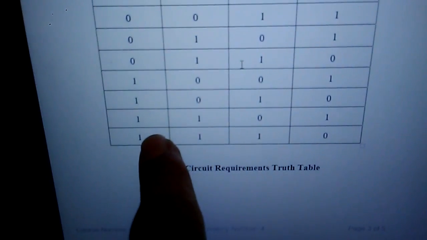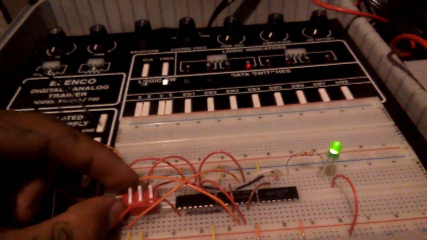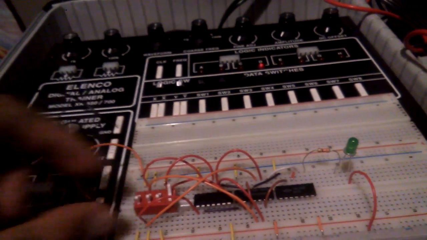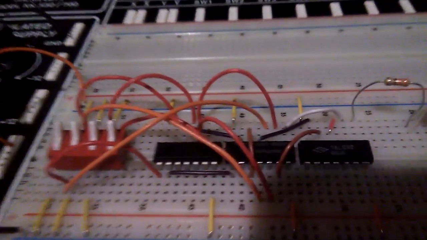Finally, high input for all 3 switches, low output. Low. There it is, logic circuit.